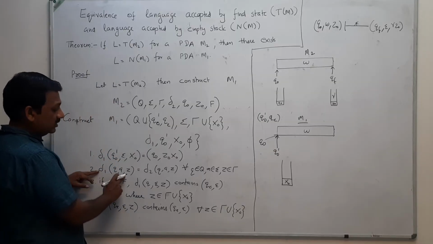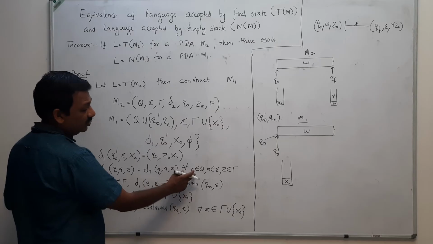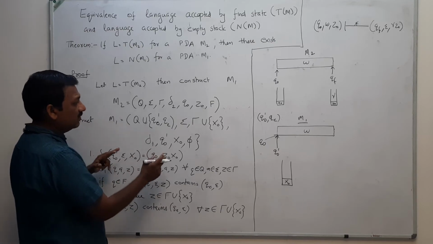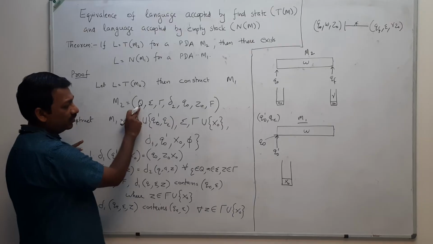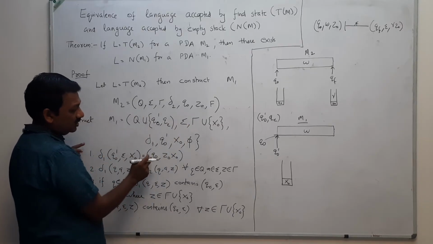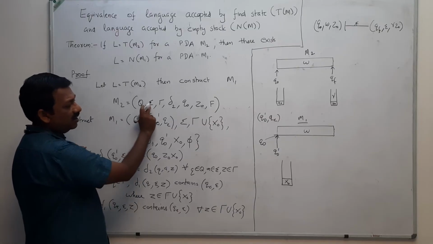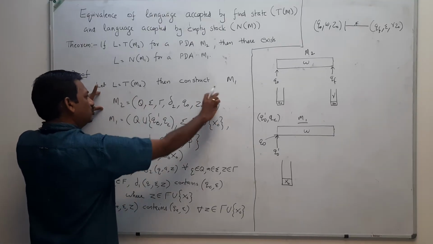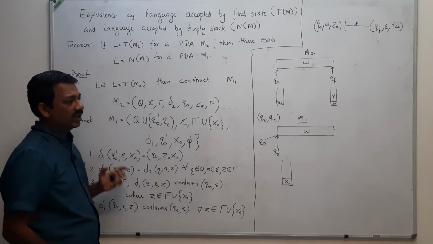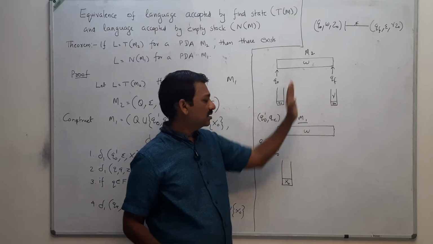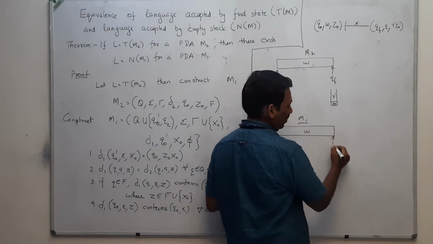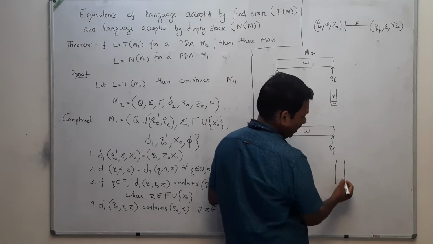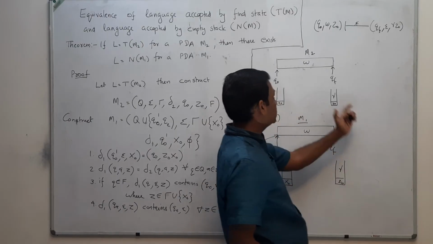Now delta 1 of Q, A, Z is equal to delta 2 of Q, A, Z for every Q element of Q, A element of sigma and Z element of tau. That means if Q, A, Z is from M2, then delta 1 is same as delta 2. That means it will make the same moves as that of this, and it reaches one of the final states QF. Definitely that will reach QF, and at this point in time, this will have Z0 and gamma. That means same as that of M2.